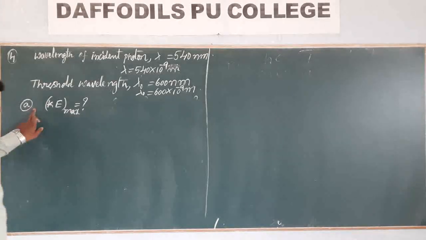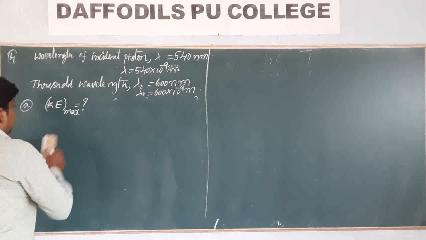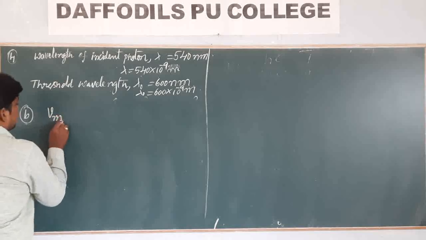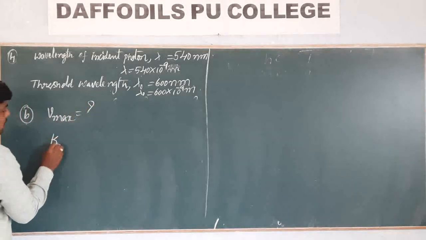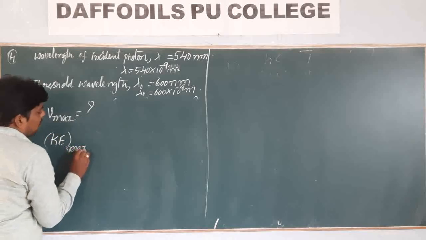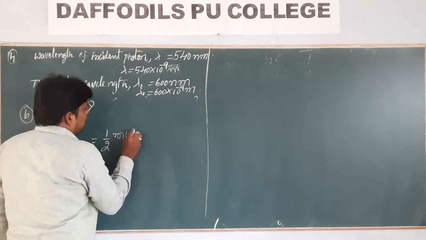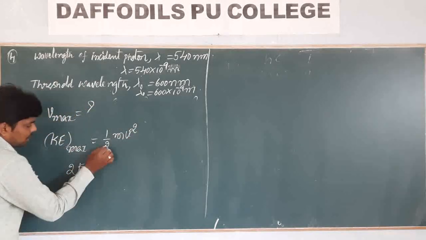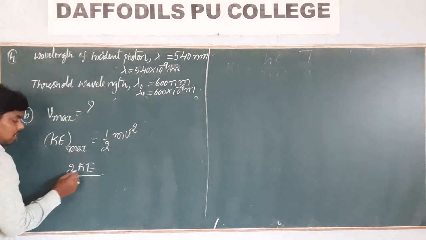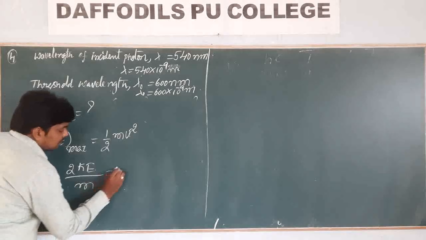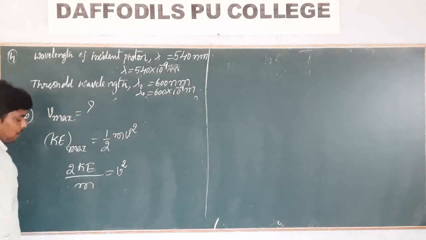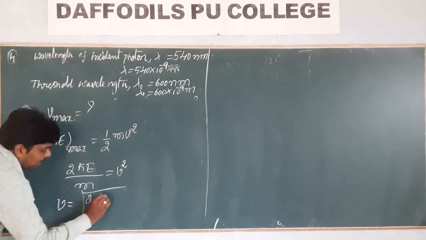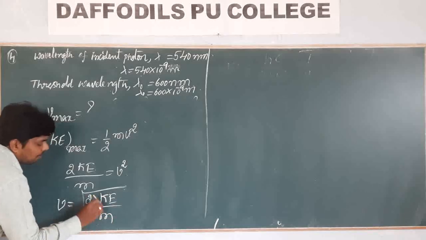Now, kinetic energy is over. Next, what we have to calculate? We have to calculate the speed. V max is equal to what? Kinetic energy is equal to half m v square. From this, you can make 2 into kinetic energy divided by m is equal to v square. But what do you need? V is equal to what? V is equal to square root of 2 times the kinetic energy divided by the mass of the electron.